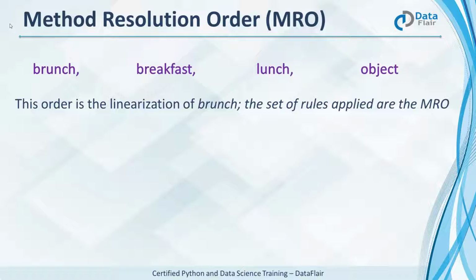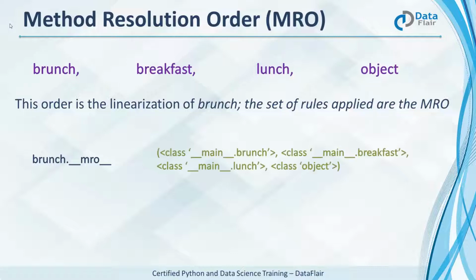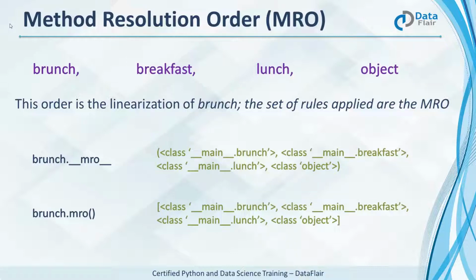This uses the C3 linearization algorithm. If you would like to ask Python for a class's MRO, the __mro__ attribute will give it to you as a tuple, and the mro() method will give you a list instead.